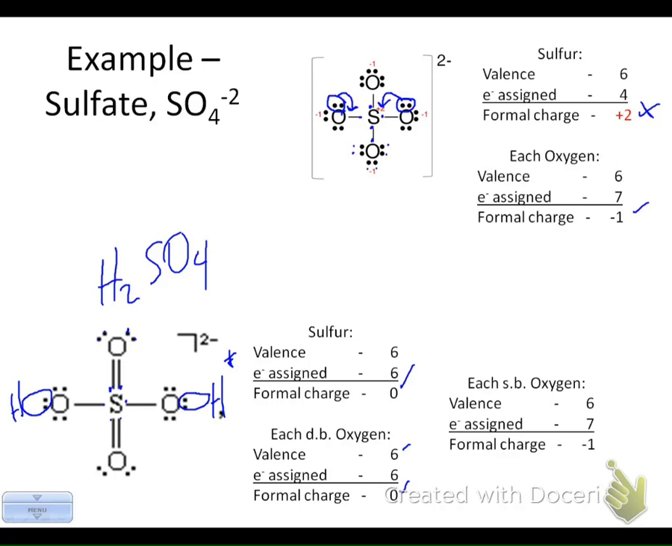So those double bond oxygens are more stable than the single bonded oxygens that have that -1 formal charge, and that prediction really shows what we know to be true for sulfuric acid. Some validation, if you will, for this formal charge structure.